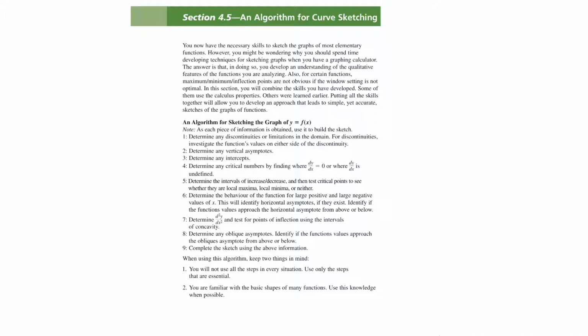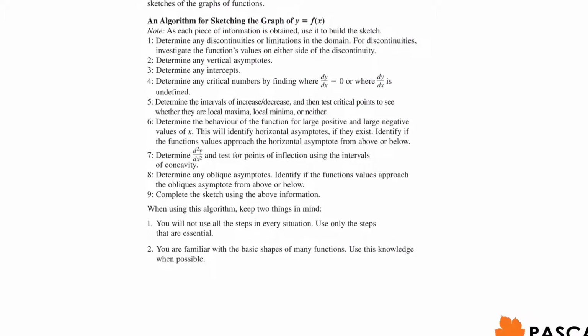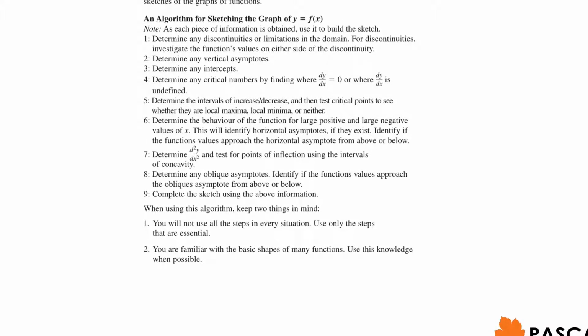In this session, we work on a complete algorithm for sketching the graph of a function. Step 1 in the algorithm is finding any limitation in the domain of the function and determining any discontinuities. Step 2, finding any vertical asymptote.